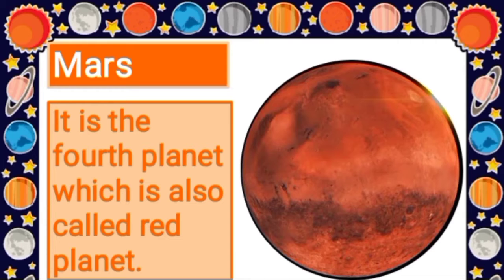and its diameter is approximately half the diameter of Earth, and it has 2 satellites, and it is called the red planet because the soil and rocks on this planet are red, and it is the only planet that is similar to Earth, and even scientists believe that it is the only planet besides Earth where life may exist.